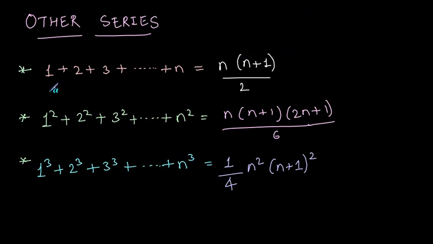If you have a question which asks you to get the sum of n natural numbers, there is a formula for this, and the formula is n into n plus 1 by 2. If they ask you the sum of squares of natural numbers till n, then the formula is n multiplied by n plus 1 multiplied by 2n plus 1 divided by 6. And if it's a sum of cubes of natural numbers, then the formula becomes 1 by 4 times n square times n plus 1 the whole square.